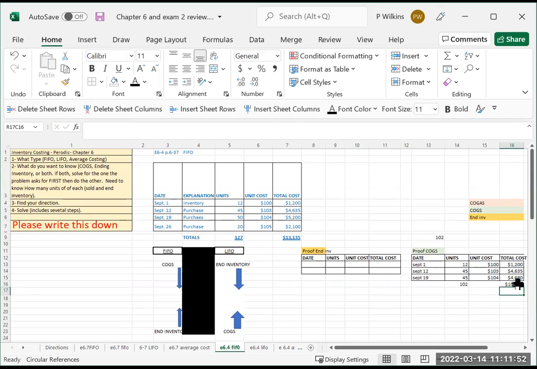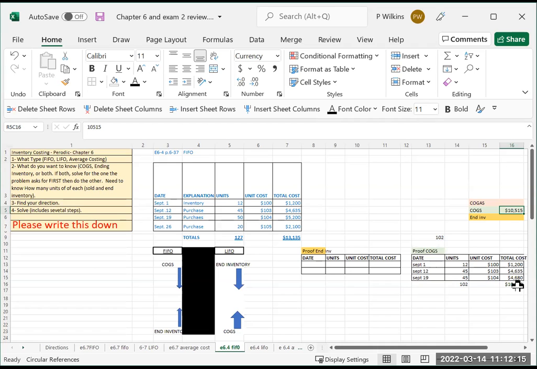So our total cost of those units, cost of goods sold, was $10,515. That's our cost of goods sold.